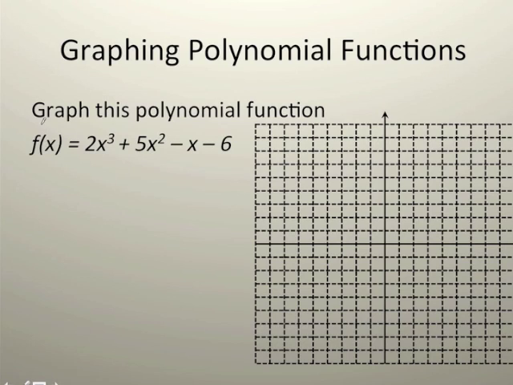Getting ready to graph this polynomial, the first thing we should do is check for symmetry. So we'll do f of negative x. It will be 2 times negative x cubed plus 5 times negative x squared minus a negative x minus 6. It'll be negative 2x cubed plus 5x squared plus x minus 6. No symmetry.